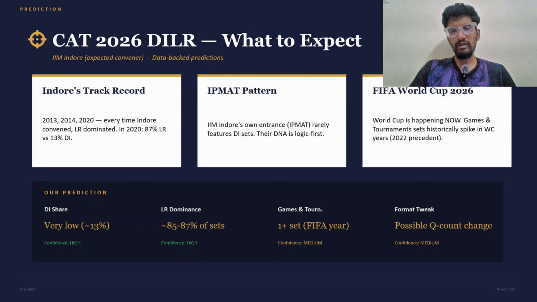So putting all this together, in my opinion, when it comes to CAT, you can definitely expect LR dominance, almost 85 to 90%. You can expect fewer DI sets, expect at least games and tournament style questions, expect grouping and assignment to be a king, and don't be surprised if IIM Indore introduces the same structure surprise, right?